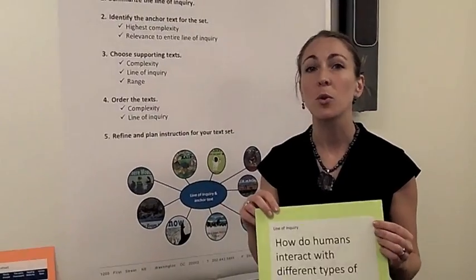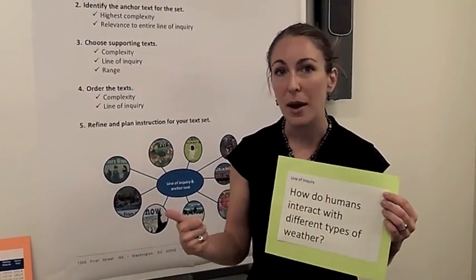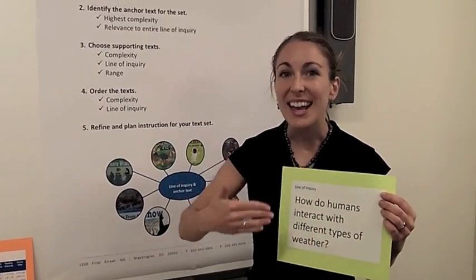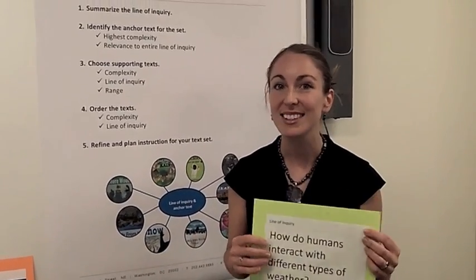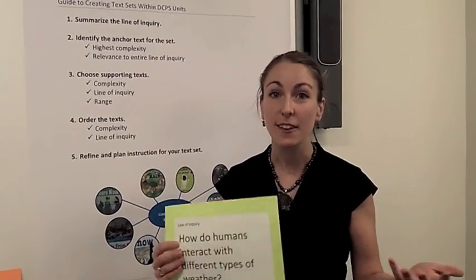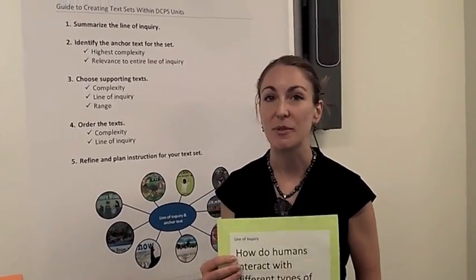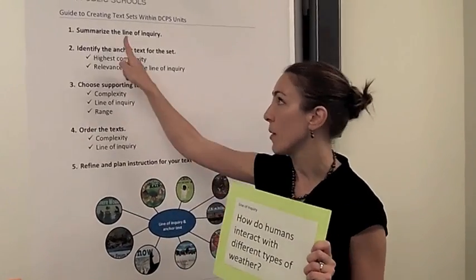When you build a line of inquiry, you want to make sure that one, students are building their knowledge about the world, and two, it's something that they can keep going back to over and over for weeks. You don't want it to just be a yes, no, or A, B, C, or D question if students are going to keep building their knowledge around this for weeks. So this is the line of inquiry that I'm going to use for my text set.